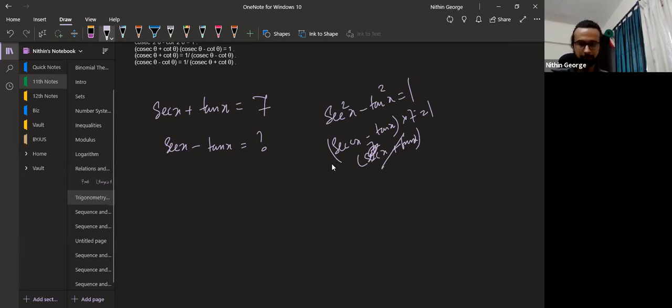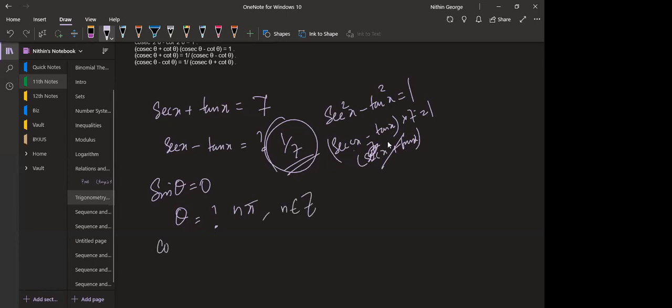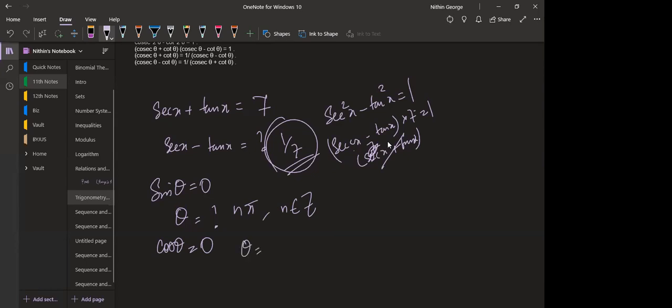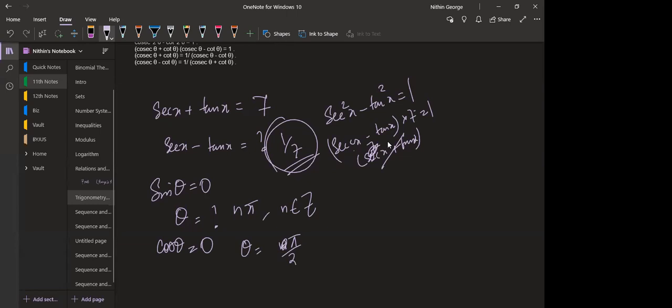Okay, just send me the general solution. I want to see how well you know trigonometry. If I say sine theta equal to 0, what is theta? N pi. Good. What is n? Integer. Okay. If I have cos theta equal to 0, n pi by 2? There's a problem with that. It should be 2n plus 1 pi by 2. Yeah, exactly.